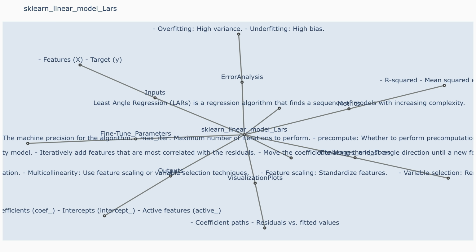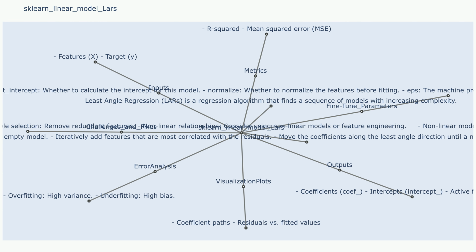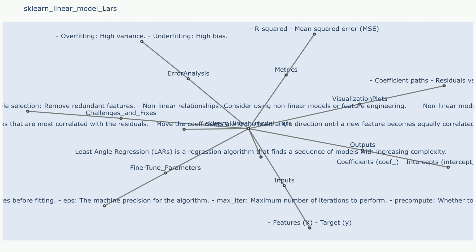sklearn linear model LARS. Description: the least angle regression (LARS) algorithm is a method for fitting linear models that is particularly efficient when the number of features is large. It works by iteratively adding features to the model in a way that minimizes the angle between the residual vector and the current set of features. This makes it a good choice for problems with a high degree of collinearity among the features.